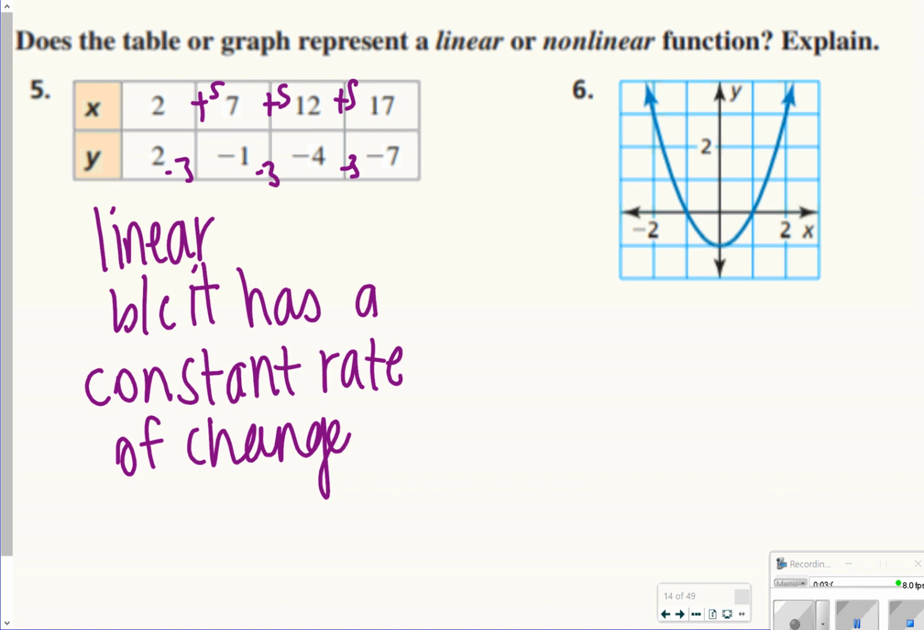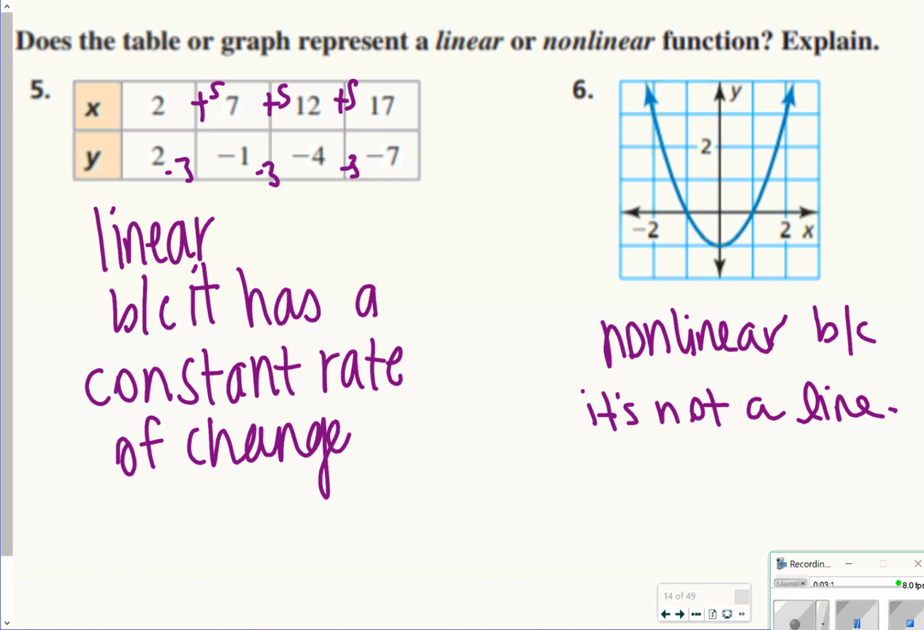For number 6, however, this is non-linear. It is a function, but it's not a linear function because linear functions need lines. So just make sure whenever you're looking for linear functions, it makes a line. And that's kind of easy because linear starts with the word line.